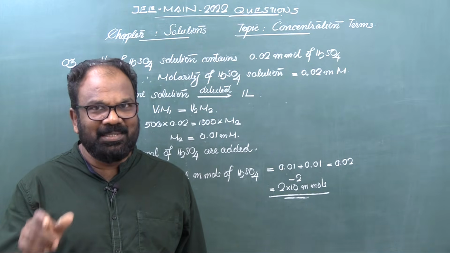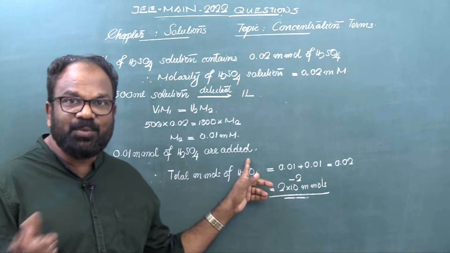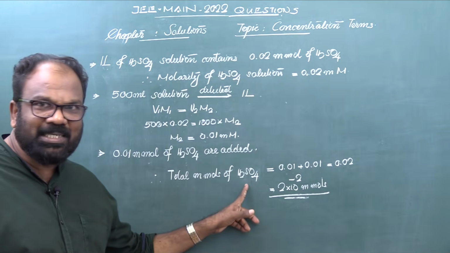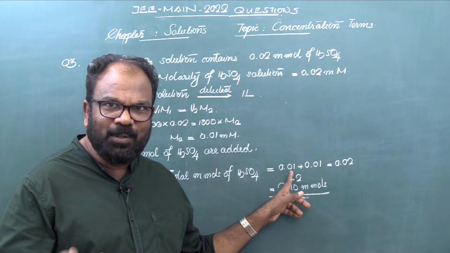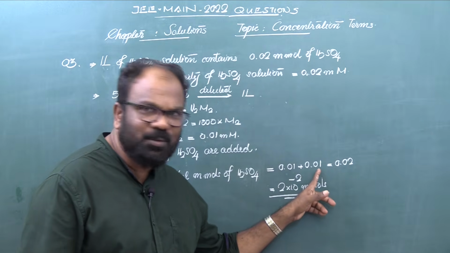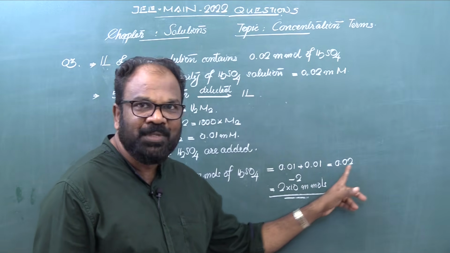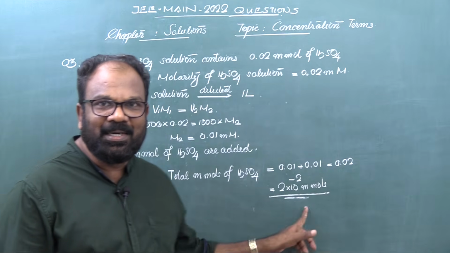In the third part, it is given that 0.01 millimoles of sulfuric acid are added to the solution. Then the total number of millimoles of sulfuric acid present in the solution is 0.01 millimoles already present plus 0.01 millimoles now added, so the total number of millimoles is 0.02, that is equal to 2 into 10 raised to minus 2 millimoles. This is the final answer.